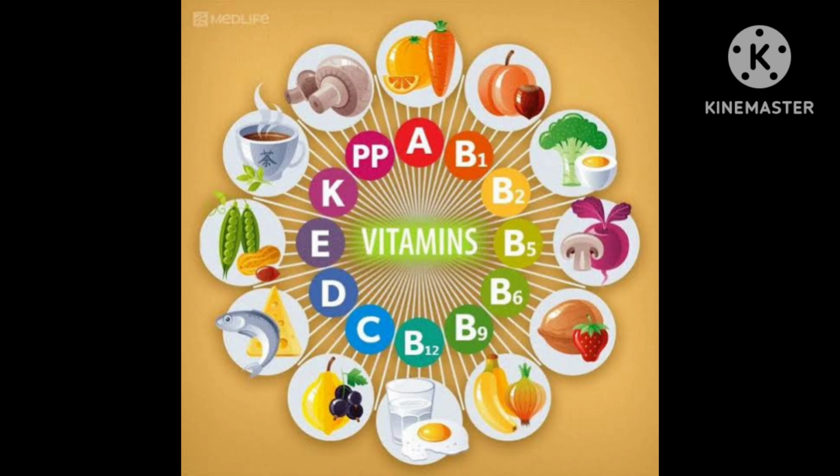Now vitamin B2, the other name is riboflavin. What is its source? Milk, egg white, liver, kidney. These are the sources of vitamin B2. Okay, and if vitamin B2 is not present, meaning deficiency of vitamin B2, then which disease will take place? Its name is cheilosis.